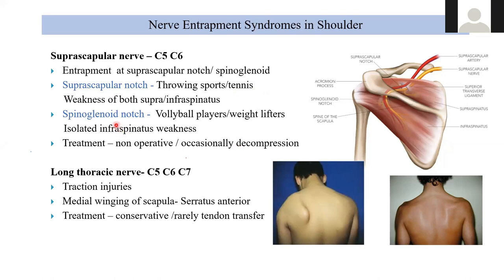There are isolated cases we have seen where the nerve is entrapped at the spinoglenoid notch, especially in volleyball players and weightlifters. In volleyball players going for the high spike, the nerve gets stretched. Shoulder pathology can also cause cyst formation close to the labrum and glenoid, and ganglion and cyst can all cause compression at the spinoglenoid notch, causing isolated weakness of the infraspinatus. Treatment is non-operative. Occasionally, arthroscopic decompression; we have done a few cases also.